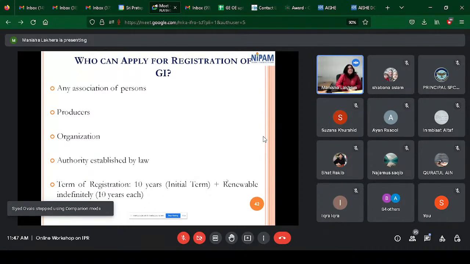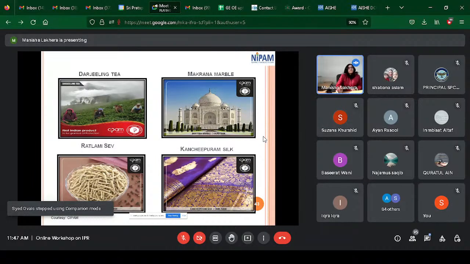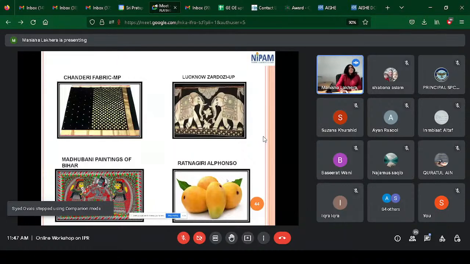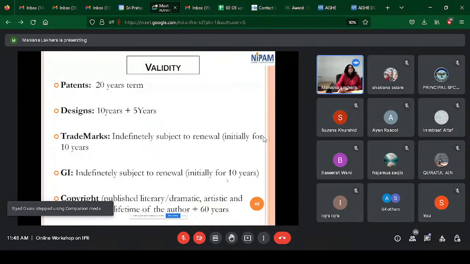Initial term of registration is 10 years, which can be renewed indefinitely for 10 years each. So some of the famous GI tag products are Darjeeling tea, Makrana marble, Vietnamese safe, Kanjipuram silk, Chandevi fabric, Lucknow Zardozi, Madhubani paintings of Bihar, Ratnagiri Alphonso. So these are all famous GI tag products.